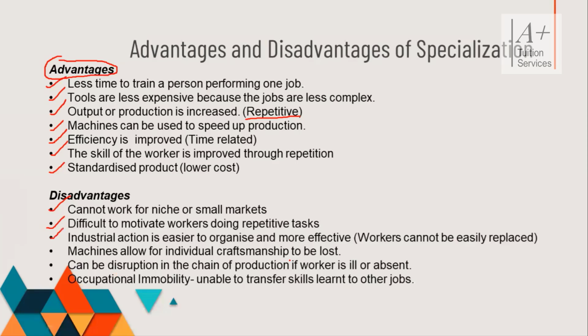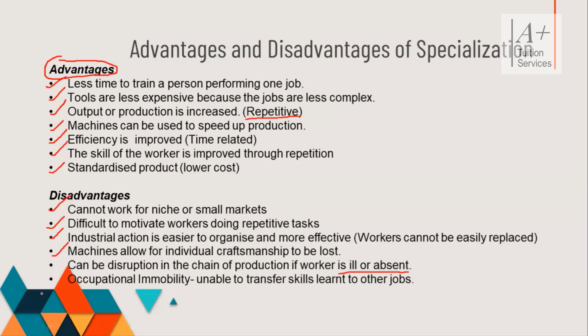Machines allow for individual craftsmanship to be lost. So craftsmanship in terms of handmade gestures is no longer there. And there can be disruption in the chain of production if a worker is ill or absent. So because one person is not there, the chain of production is thrown off.